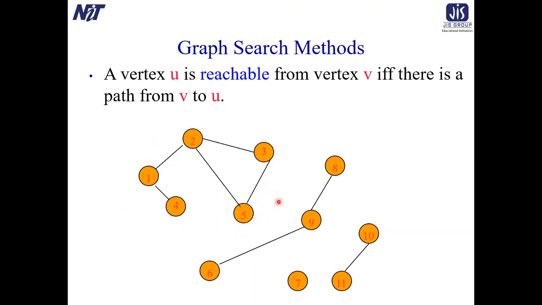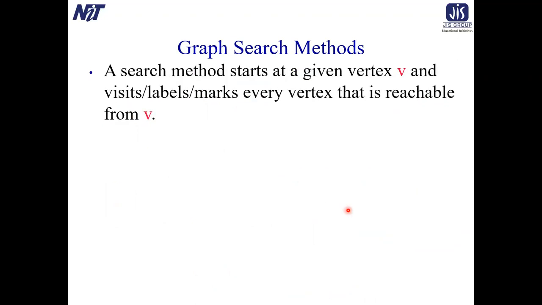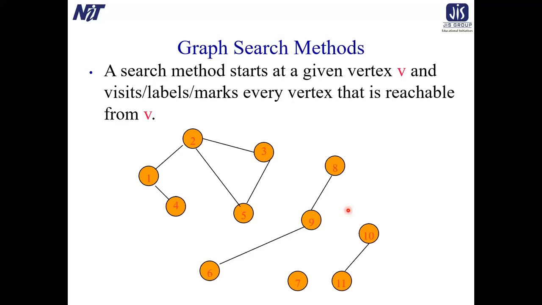But from this graph to that graph, that is from 1 to 6, if I want to reach, we cannot, because there is no path between 4 to 6 or 5 to 6 or 3 to 6. From this set of vertices 1, 3, 4, 5 we cannot reach 6, 8, 9, 7, 10, 11. So a search method starts at a given vertex V and visits, labels or marks every vertex that is reachable from V. So from whichever vertex we can visit, we have to give some label or mark.